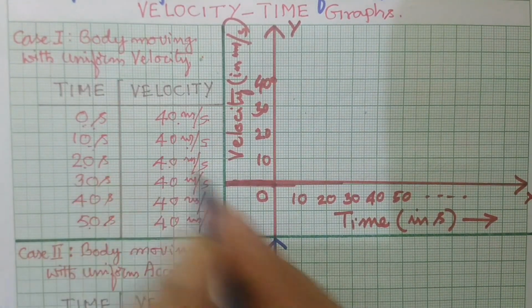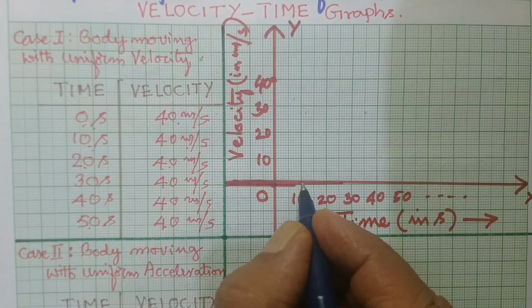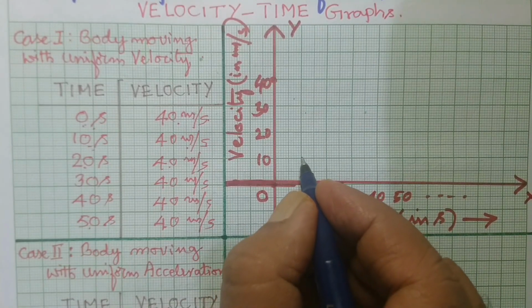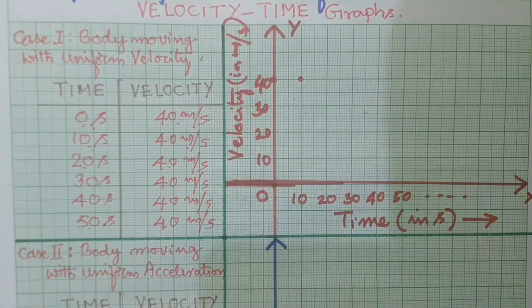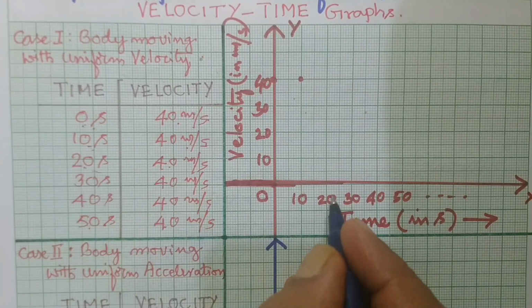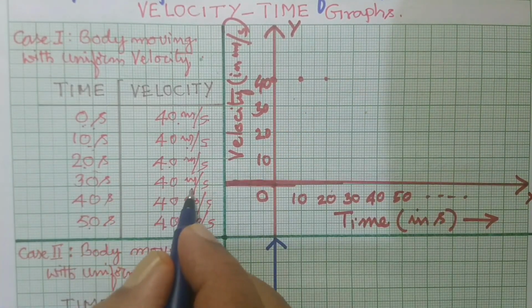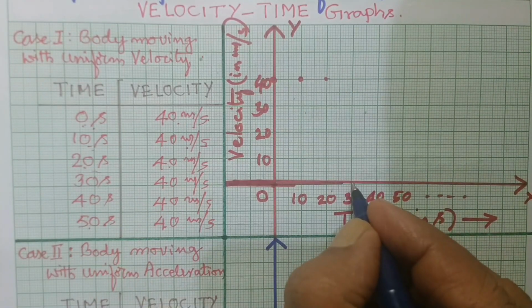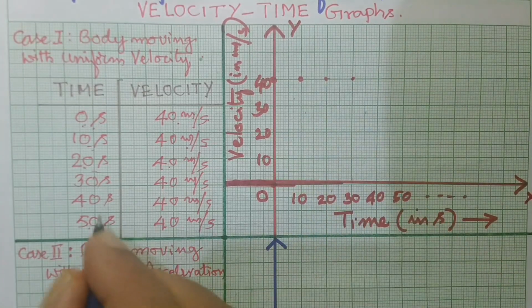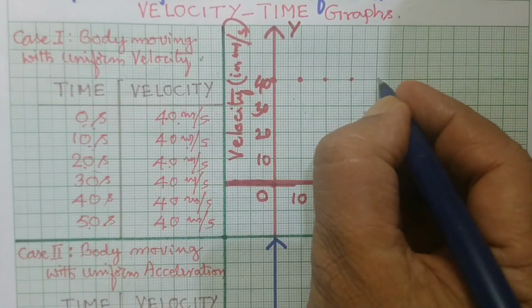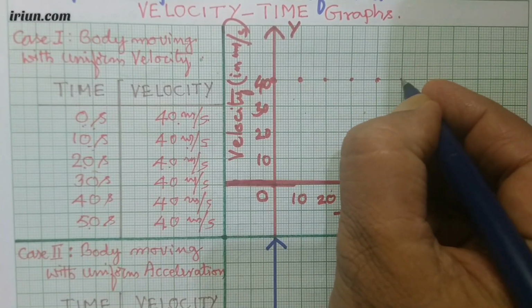Again 10 seconds is here on the x-axis, and for 10 seconds also it is 40 meter per second. 10, 20, 30, 40 meter per second means the point is coming like this. Then after 20 seconds also 40 meter per second, the point is coming like this. 30 seconds again 40 meter per second. 30 seconds on the x-axis here, it is 40 meter per second on the y-axis here. Like that, 40 seconds 40 meter per second, 50 seconds, that 40 meter per second it is there.